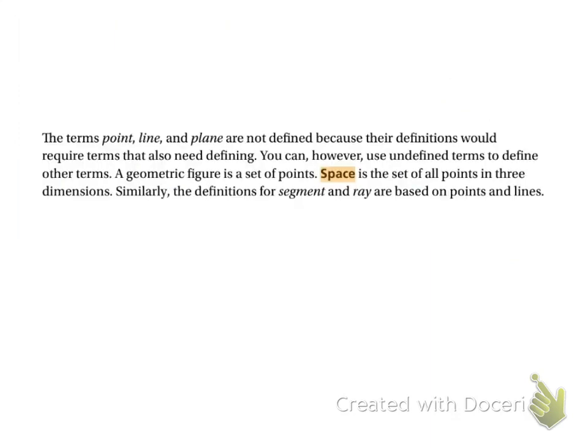Okay, one other definition here. Space is a set of all points in 3 dimensions. So the space in the room, the space in outer space, space in a drawer in a cupboard, that is all space that contains 3-dimensional points.